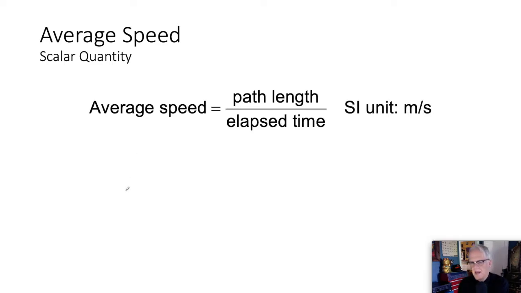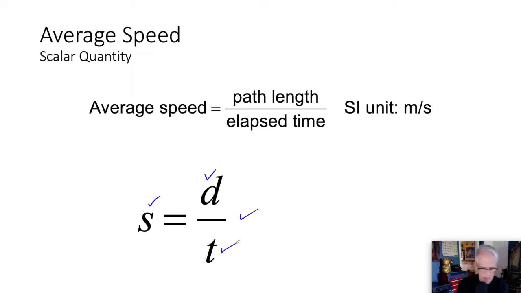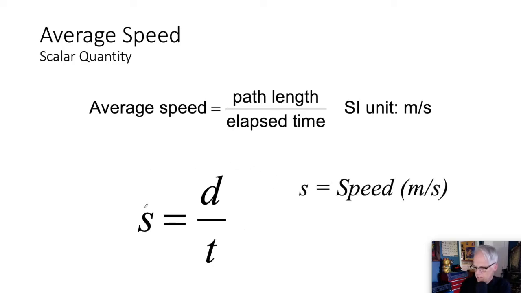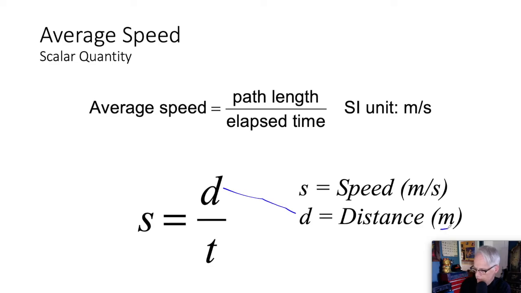So let's write this out symbolically as an equation. Here we have speed equals distance divided by time. Now we like to list these things out so we know what we're talking about. So we'll list out what we mean by S as speed, and we'll give its unit of meters per second. Then we have distance. That's going to be measured in meters. And finally, time in seconds.